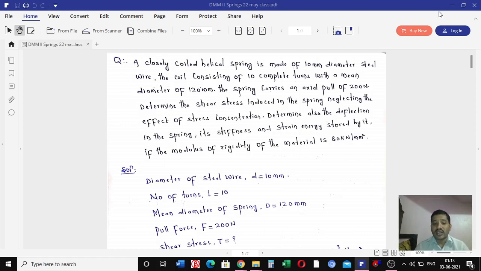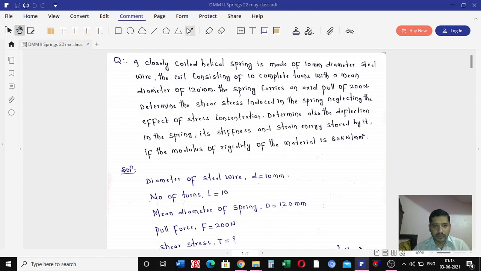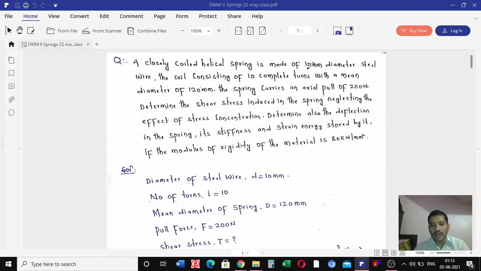Determine also the deflection in the spring, its stiffness and the strain energy stored by it, if the modulus of rigidity of the material is 80 kN per millimeter square. So let us see over here a closed coil helical spring.